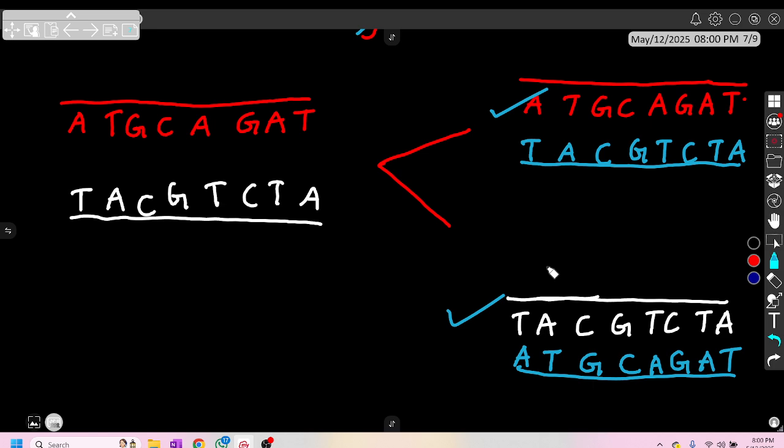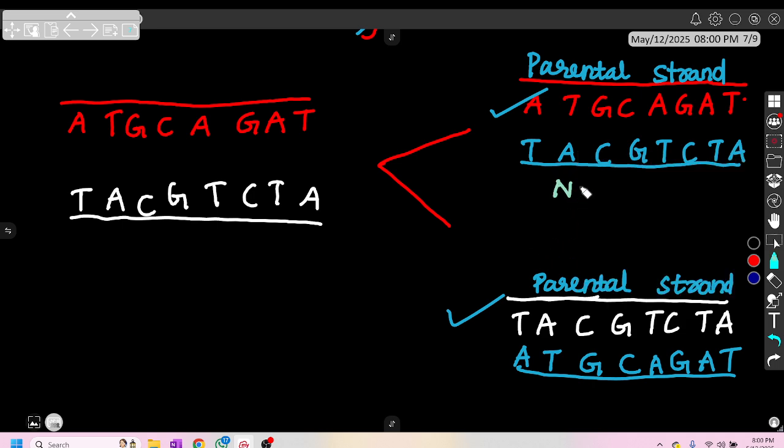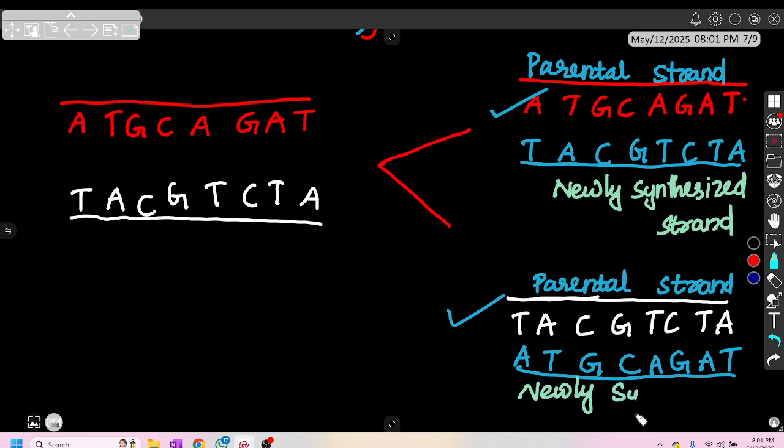Here we can notice one thing. One strand is from the parent. This one is the parental strand. So in both these DNAs we can see a parental strand, right? One strand will be a parental strand and the other strand will be a newly synthesized strand. So here we can say that DNA replication is semi-conservative.